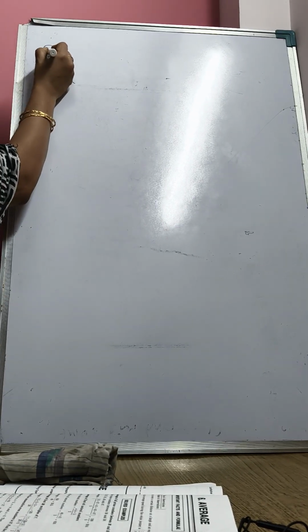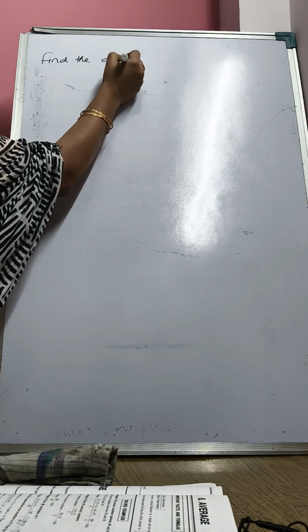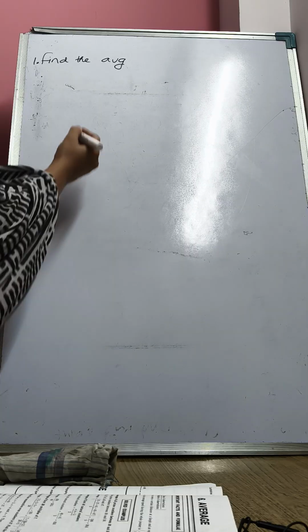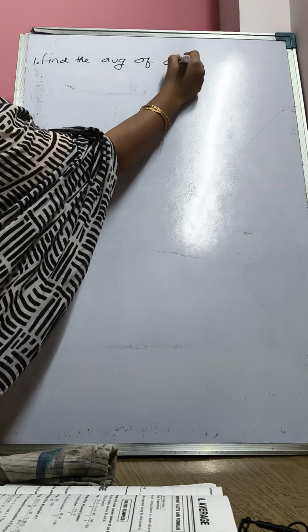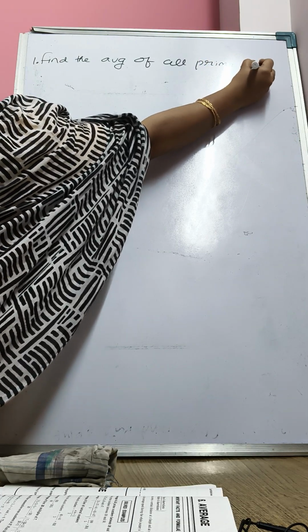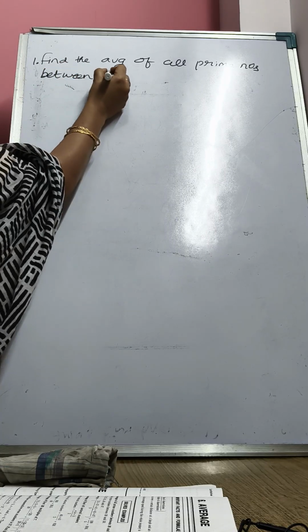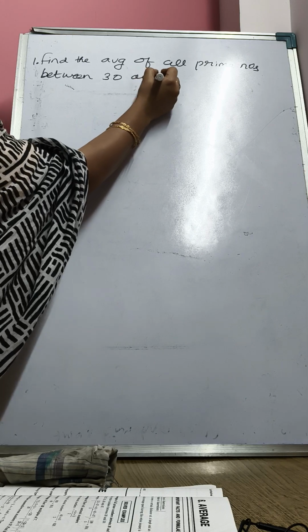Now let us learn some simple problems from average. Now let me write the question. Find the average of all prime numbers between 30 and 50.